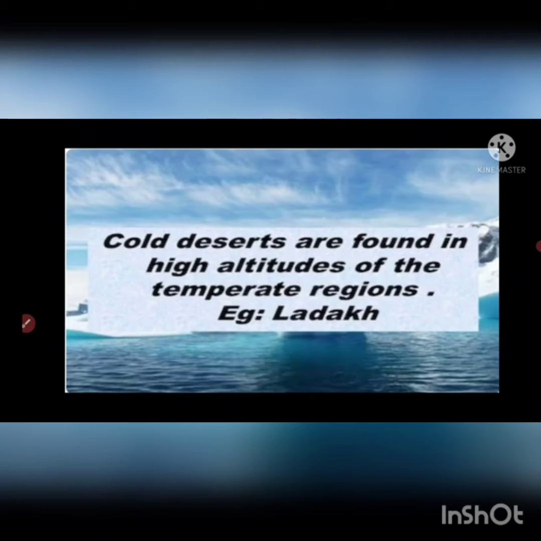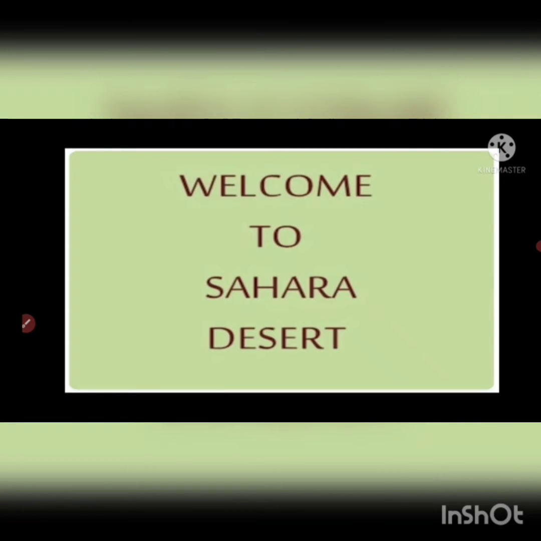For example, Ladakh. After reading the name Ladakh, what comes to your mind is Leh and Ladakh. People go to see the scenic beauty of the place and to enjoy the weather and the climate. So, cold desert. Ladakh is a cold desert lying in the Great Himalayas on the eastern side of Jammu.